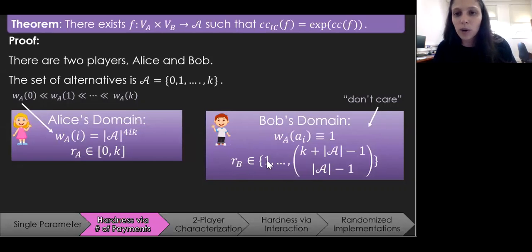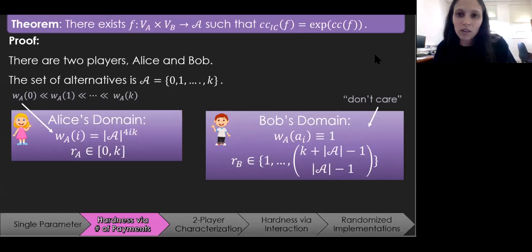If RB is equal to 1, it means that his value for alternative 1 is 1, his value for alternative 2 is also 1, his value for alternative 3 is also 1, and so on. And if RB is equal to 2, then his value for alternative 1 is 2, his value for alternative 2 is 2, and so on for all the alternatives. I see. So he has a constant value for all alternatives, and that constant is chosen in this range. Do I understand correctly? Yeah. The constant is his private value, but it is always constant.